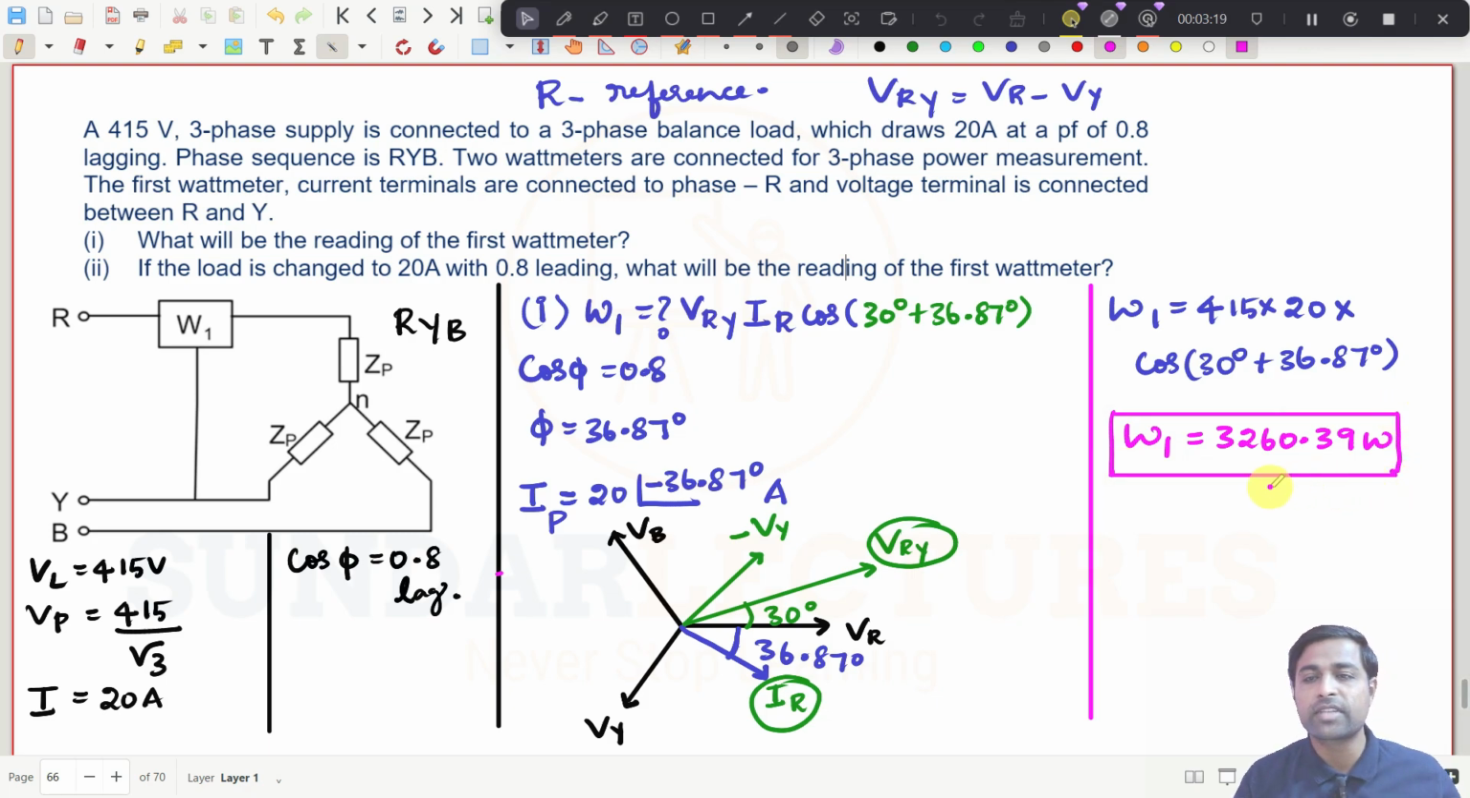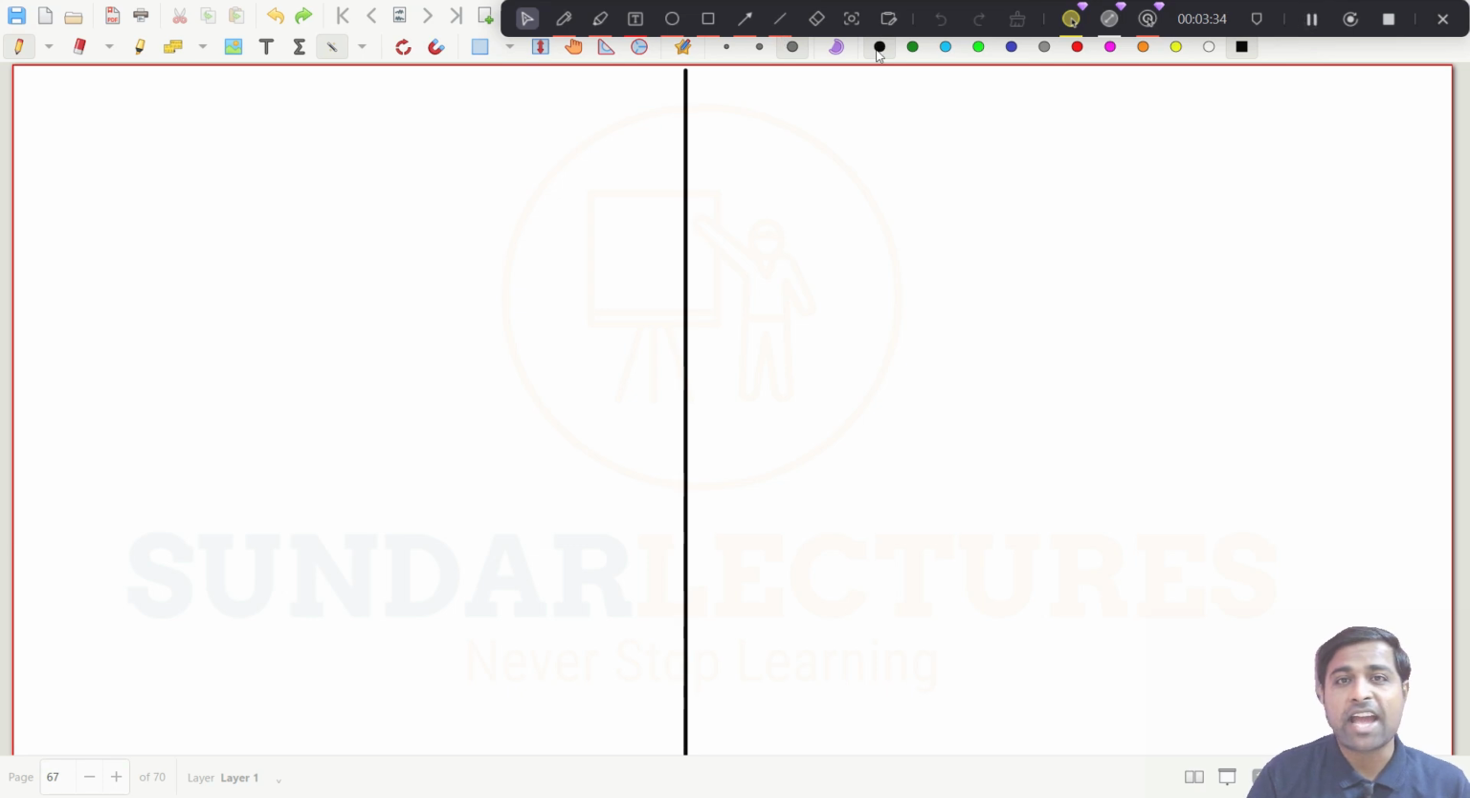Now you have to see the second question. If the load is changed to 20 ampere with 0.8 leading, what will be the reading of the first wattmeter? That is the next question. I will take it to the next page. Here, I will just write it down: I is equal to 20 amperes at leading angle, where cos phi is equal to 0.8.